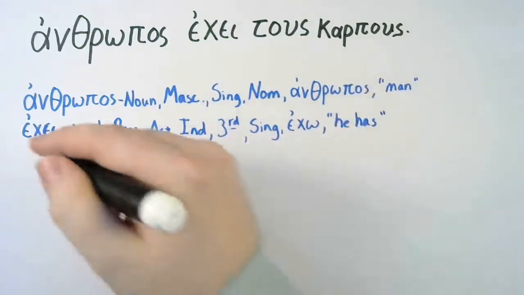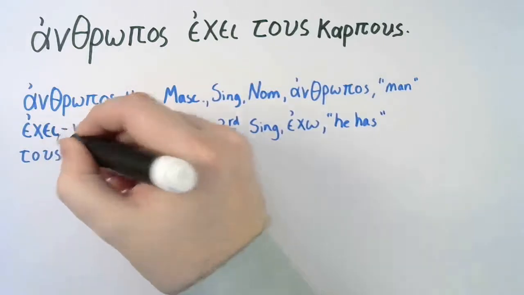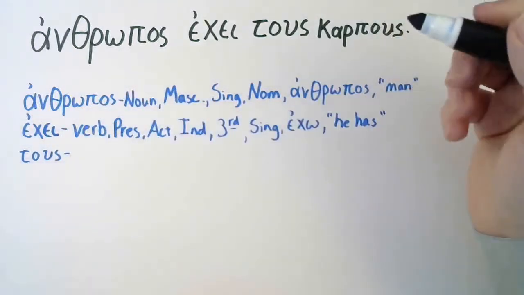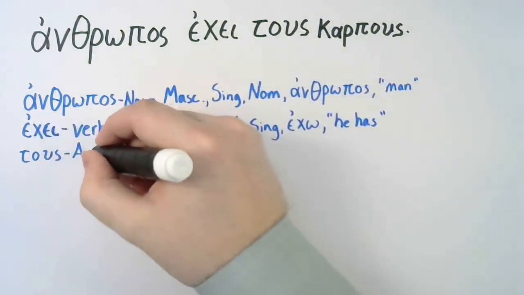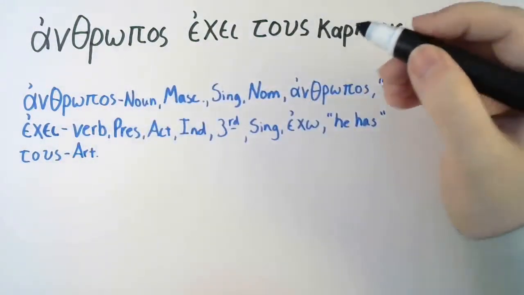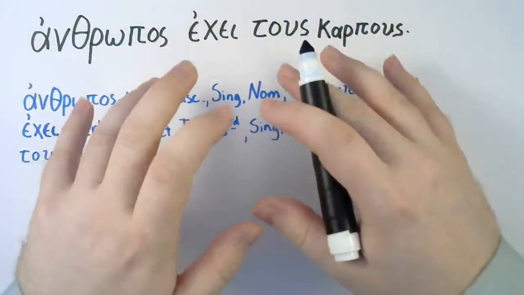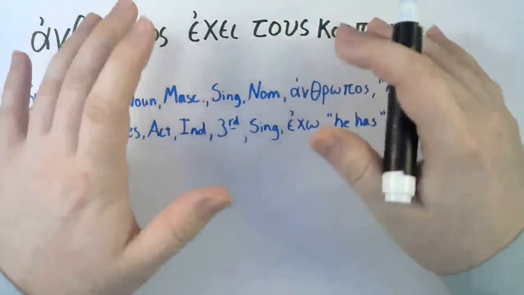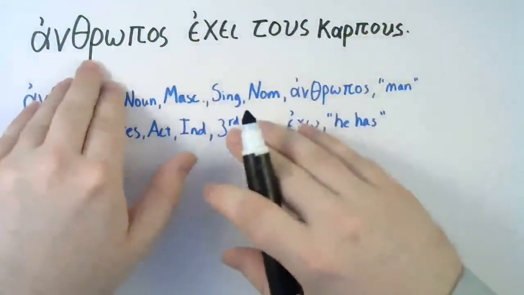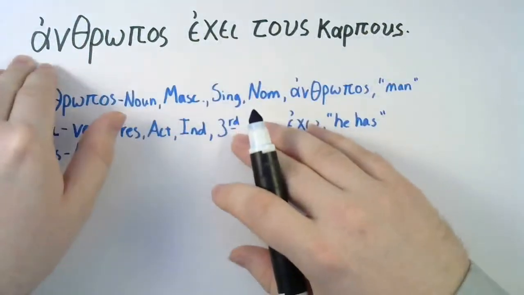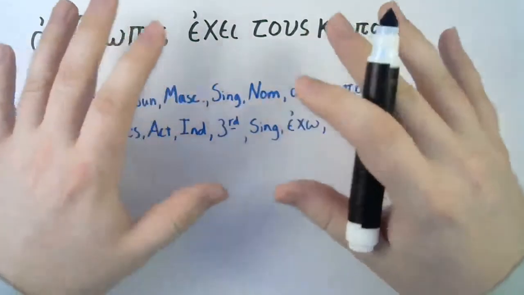Alright, next up, tous. What part of speech is tous? It is an article. It's a definite article, but you don't really have to point out definite articles, because in Greek there aren't any indefinite articles. It's just understood that it's indefinite. Like anthropos here doesn't have an article, so it has an understood indefinite article in English should we need it.